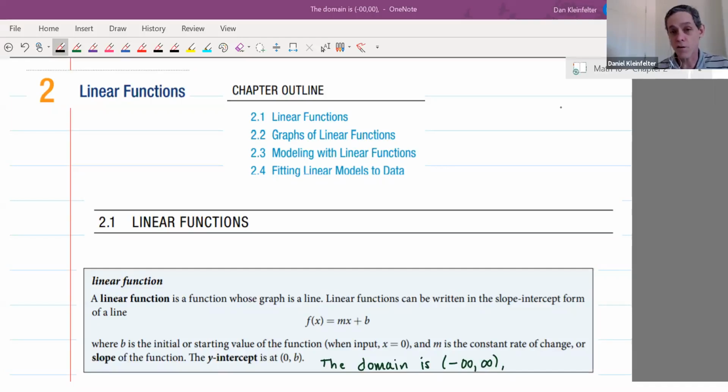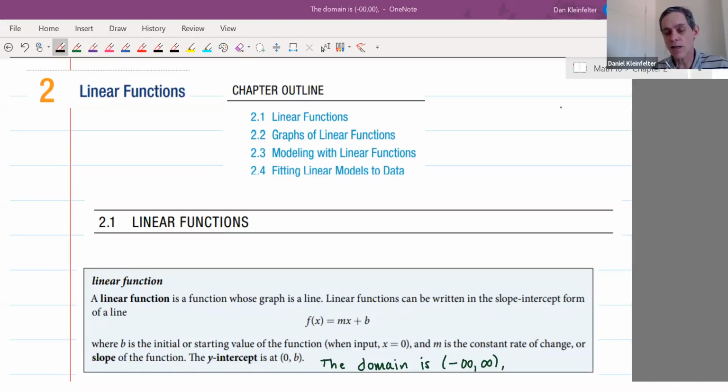There's a total of 4 sections. We've already studied functions in general and then somewhat of linear functions already. This is just more specialized to linear functions. So section 2.1 is also called linear functions. This describes what a linear function is, along with some of the basic characteristics of a linear function. 2.2 focuses specifically on graphs for linear functions and what kinds of things you can do with that.